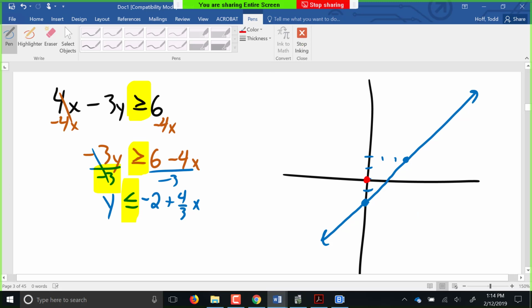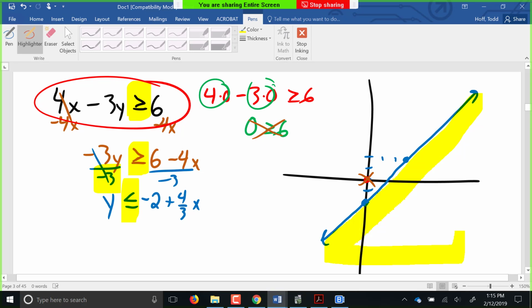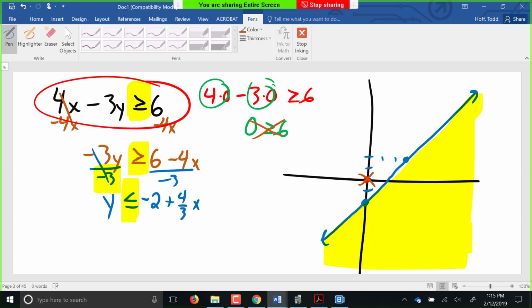Zero, zero is obviously above the line. So let's put it in. Always, if you do a test point, always go back to the original inequality. 4x becomes 4 times 0, minus 3y becomes 3 times 0. Well, 4 times 0 is 0 and 3 times 0 is 0. So that's just 0. Is 0 greater than or equal to 6? No, so that's not true, which means this point is not true. That confirms that we do color in this side of the line. So that's really the main reason for using the test point, is to make sure that when we have those negatives that come into play, we don't mess something up.